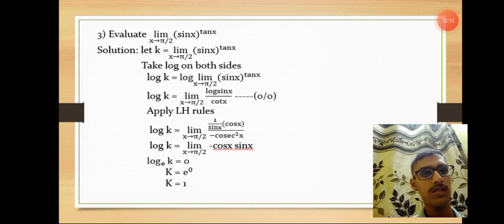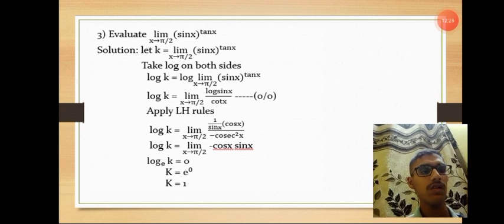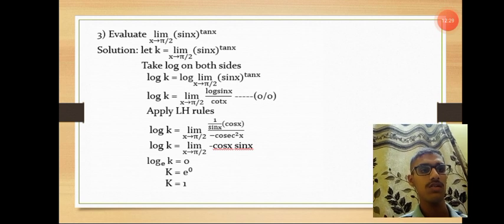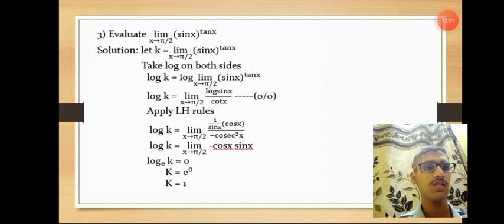After applying the limits x tends to pi by 2, we get log k equals 0. Log on shifting to right hand side becomes antilog. K equals e to the power 0, and we know that anything to the power 0 is 1. So finally we get the answer as k equals 1.